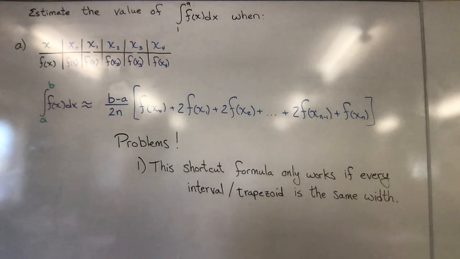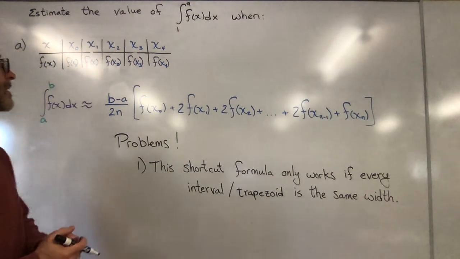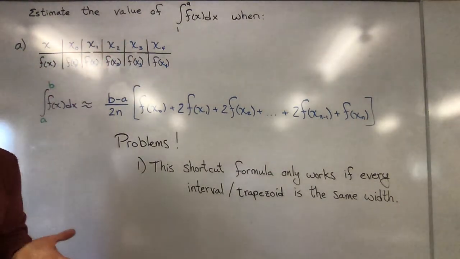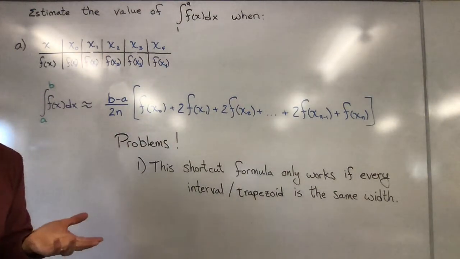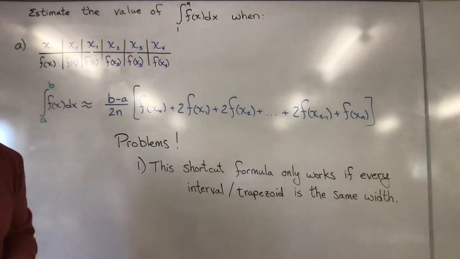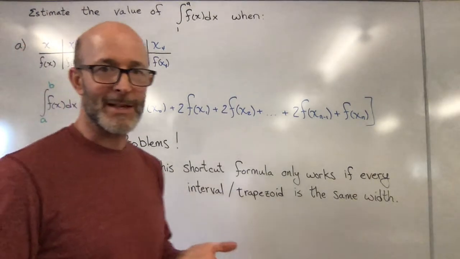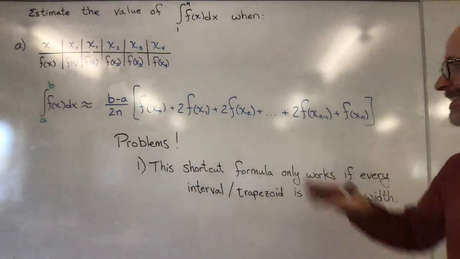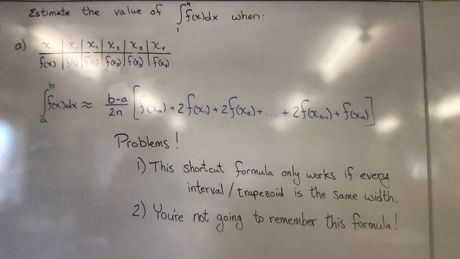First off, this is only going to work if every interval and every trapezoid is the exact same width. If they all have a width of 2 or 3 or 4, this is great. It's a wonderful little shortcut. Why add up each trapezoid? You can just use this formula here. But if they're not, and oftentimes on the AP exam, they won't be, then this is not going to work at all. Here's problem number 2.